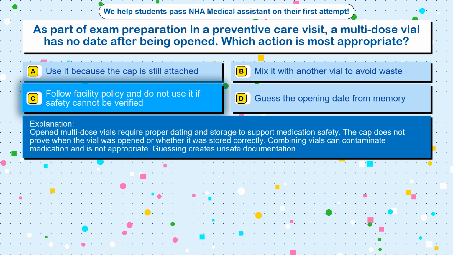Opened multi-dose vials require proper dating and storage to support medication safety. The cap does not prove when the vial was opened or whether it was stored correctly. Combining vials can contaminate medication and is not appropriate. Guessing creates unsafe documentation.